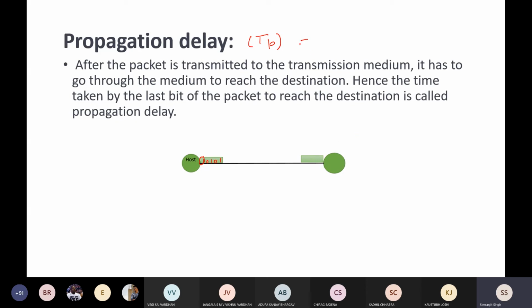There are only two things involved here. First, the distance between the sender and the receiver, and second, the speed of the signal. The speed will most probably be the speed of light. We cannot do anything about the speed, since it is already fixed, but the distance will vary. The distance can be 10 kilometers, 100 kilometers, 1000 kilometers, or even 1 lakh kilometers.